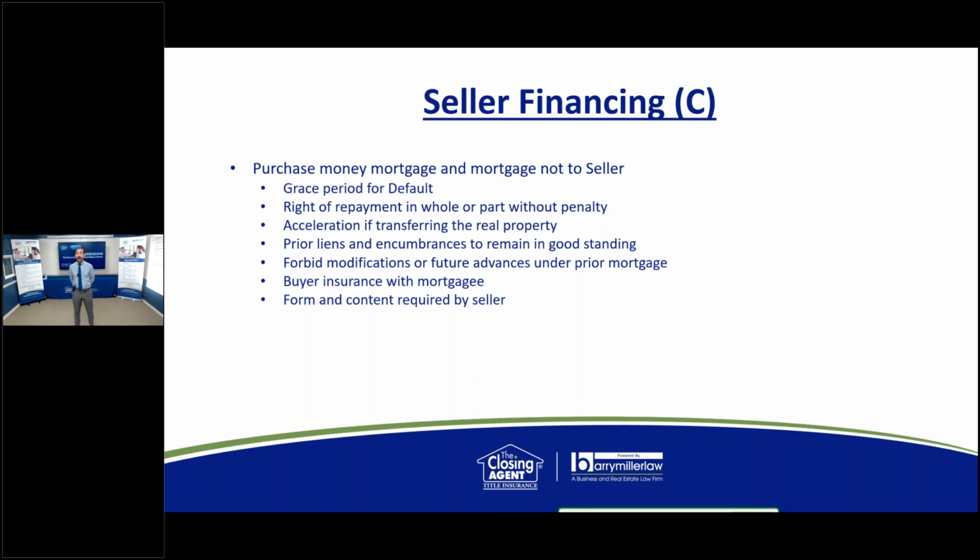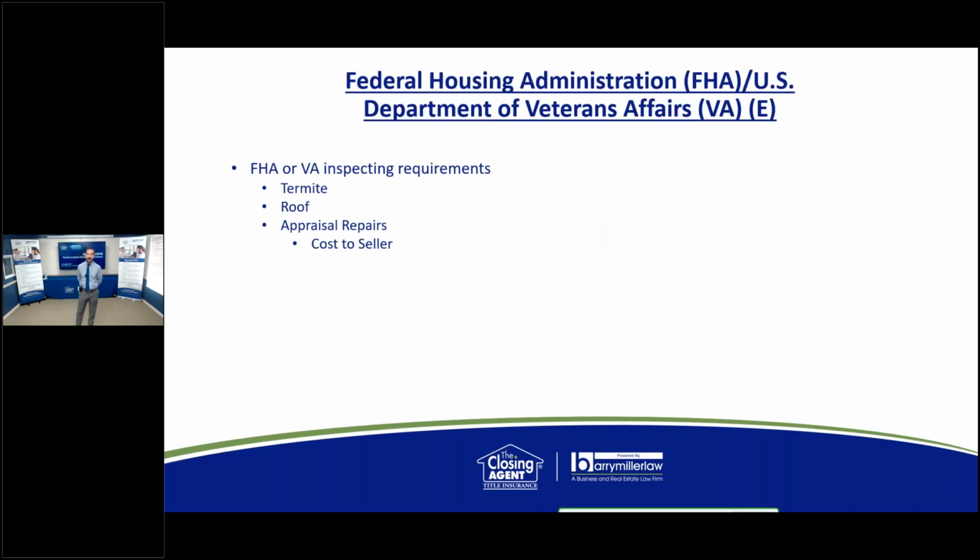Now, if it's not going to be the purchase money mortgage, a mortgage to the seller, some things you've got to think about are grace periods for default, right of repayment in whole or part, in other words, a prepayment penalty, acceleration, you have to make sure that's in there, prior liens and encumbrances, not allowing modifications or future advances under the first mortgage. Buyer insurance, you want proof of insurance, in form and content required by the seller. So those are some of the standard things that are in there.